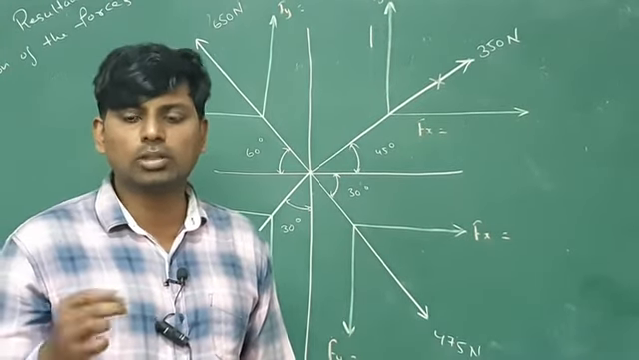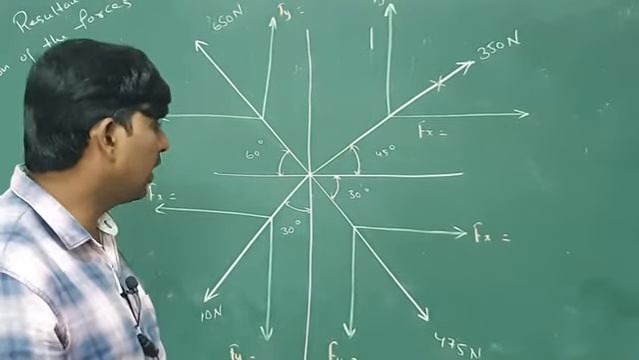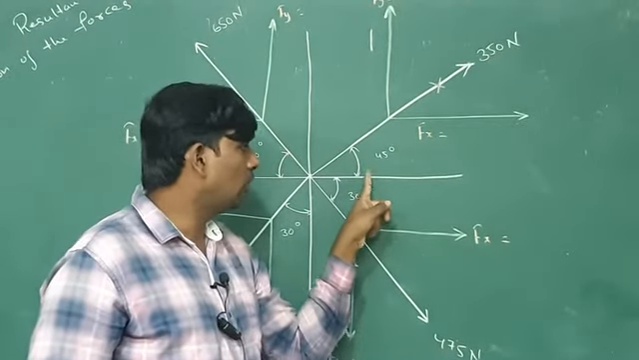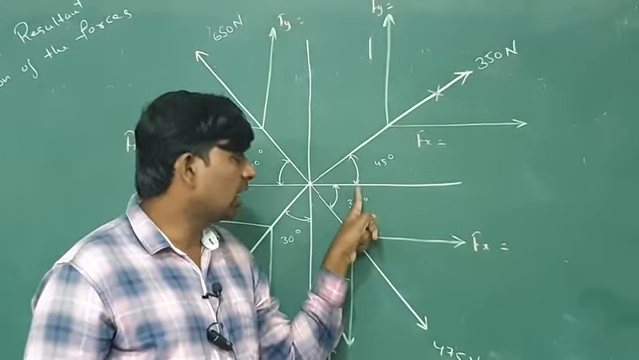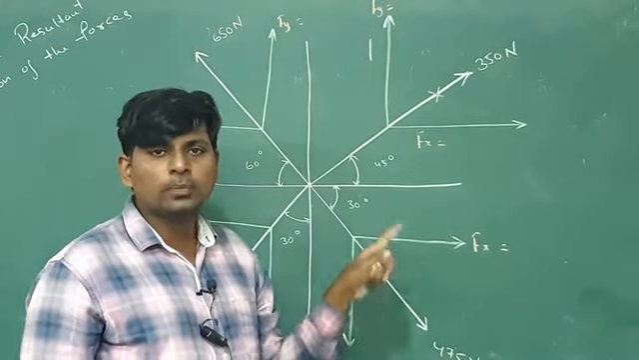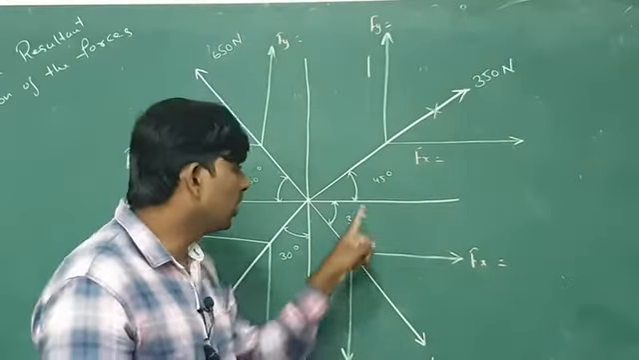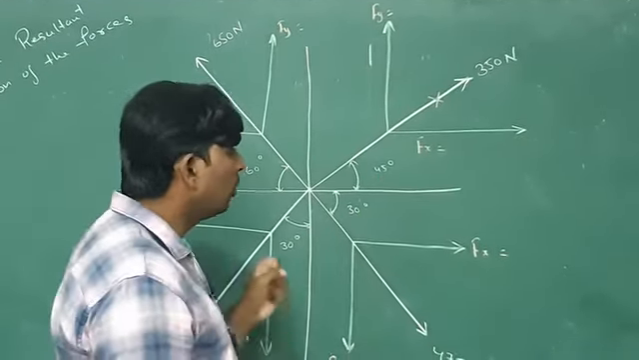Now the third step: you have to concentrate on the angle, in which angle it is lying. See, the first force 350 is lying at an angle of 45 degree with horizontal. Whenever the angle is lying with horizontal, horizontal you have to take as cos, vertical you have to take as sine. Suppose the angle is lying with vertical, then vertical you have to take as cos and horizontal as sine. So here the angle is lying with horizontal. But before this you have to concentrate on signs.